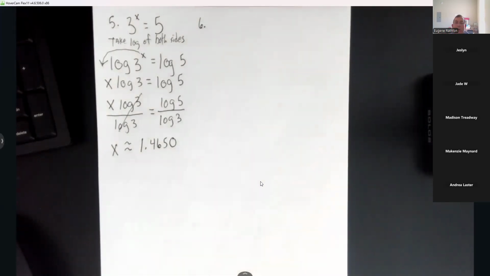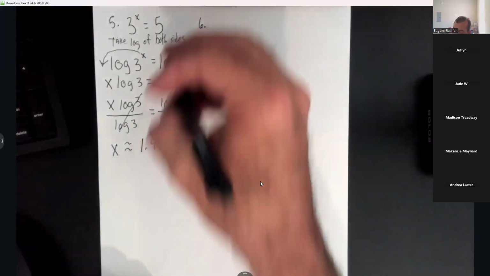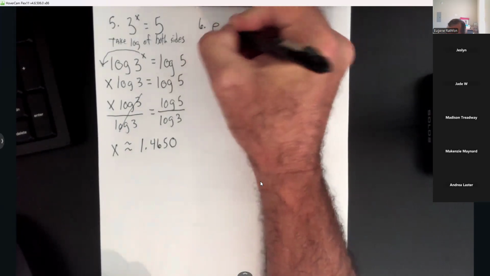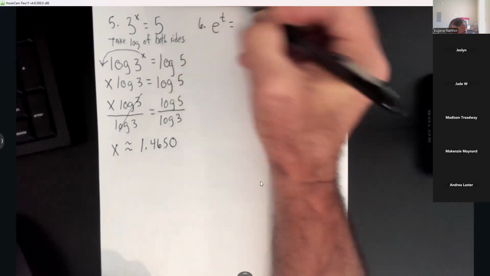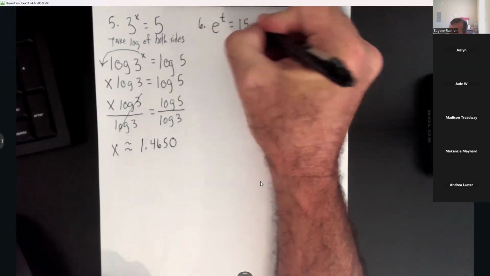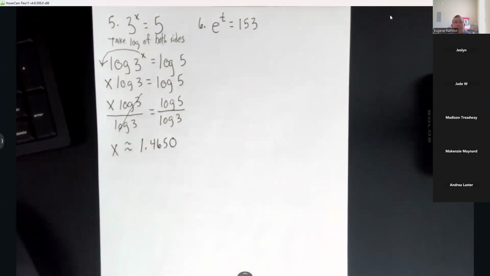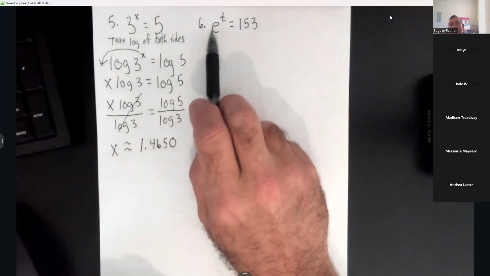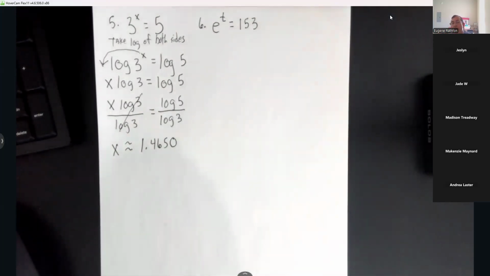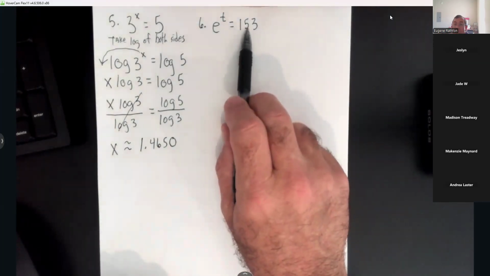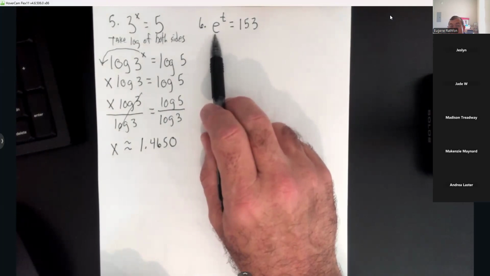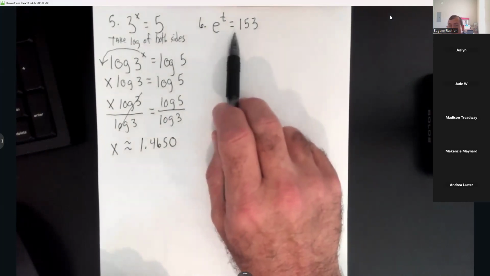So let me show you one where I would use the ln versus the log. So 6 has e to the t equals 153. Because this is nice when you got an E here and you do the LN stuff, you'll see some sort of magic happening on these. Well, the first thing, I'm not going to try to rewrite 153 using a base of E. There's no way you can do that, okay?